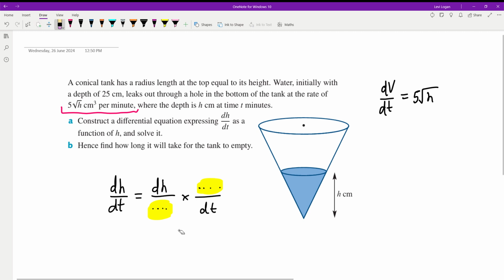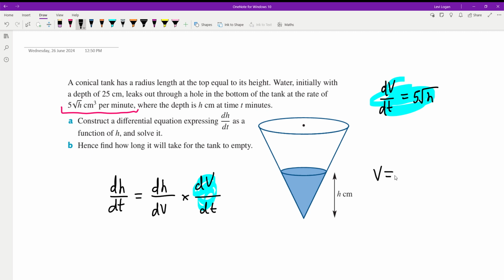So we know that this unknown here is going to be dv, because that's the only other variable we can see here, volume. So we know that's going to be dv and that's dv. We've already got this one here, so all we need to do is find dh dv. Now it's not going to be too hard because we know it's a cone, so we can just use the volume of a cone. Volume of a cone is a third pi r squared times the height.